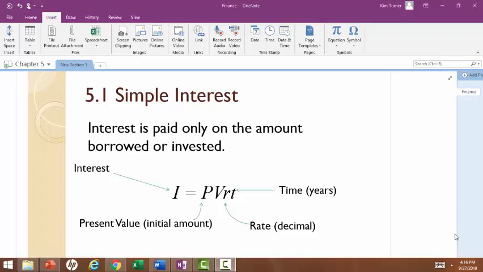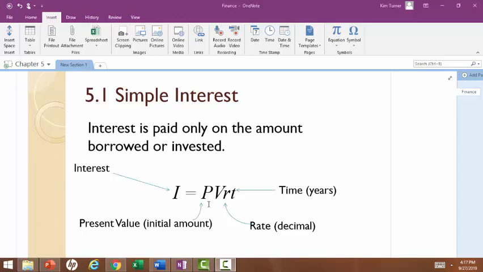In this example, we will be calculating the simple interest on a short-term loan. Remember that interest is paid only on the amount borrowed or invested. So in our formula, I stands for the interest that needs to be paid, PV stands for the present value, or the initial loan amount or amount invested.